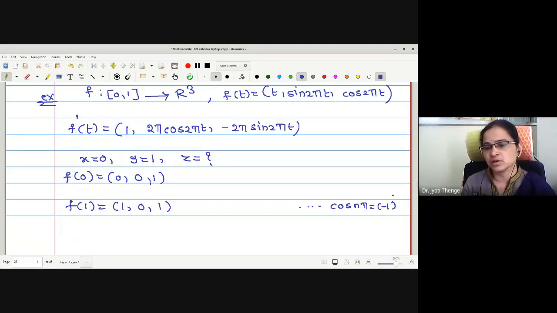Cos n pi is minus 1 raised to n. Now what is the value of n? We are putting 2. So this is plus 1. Right?